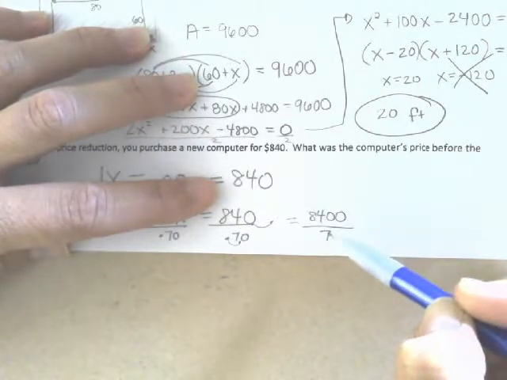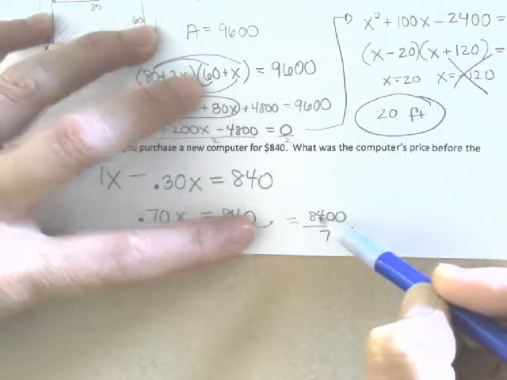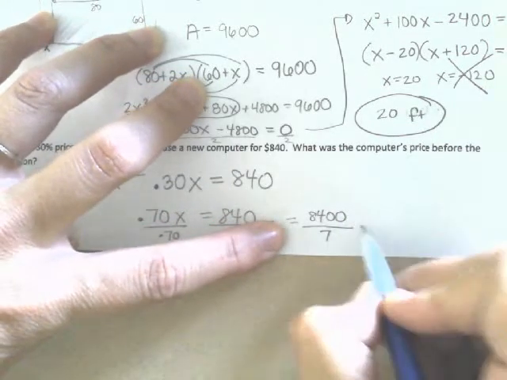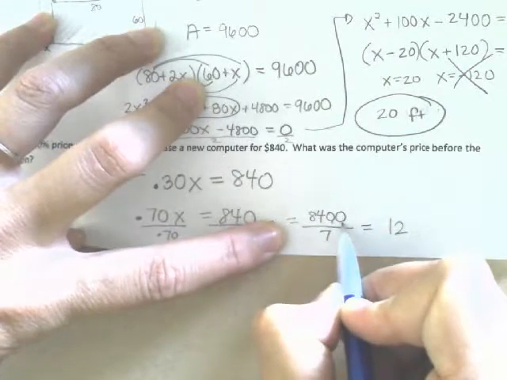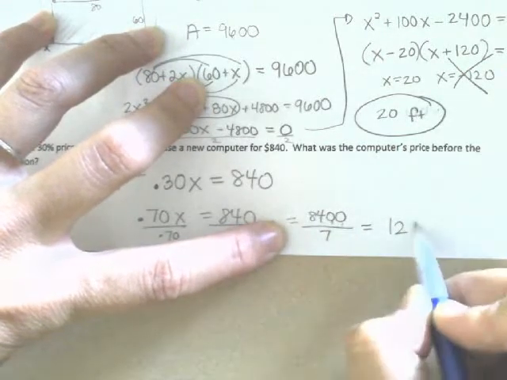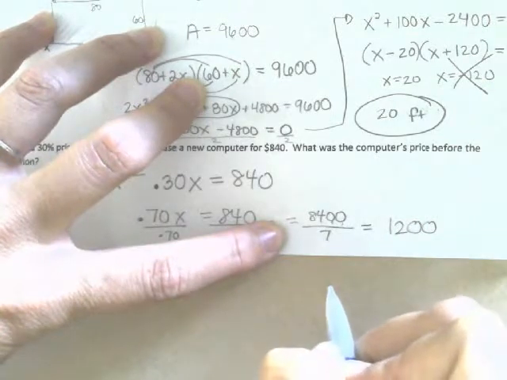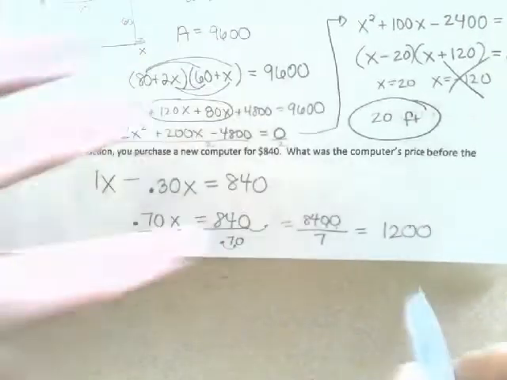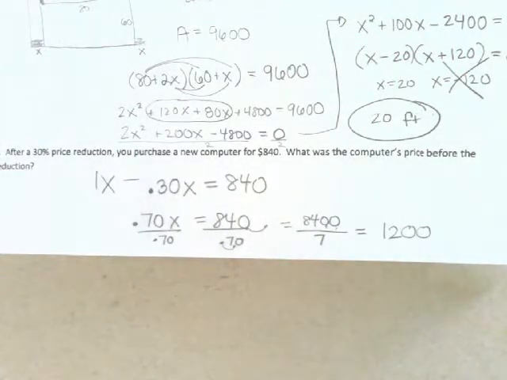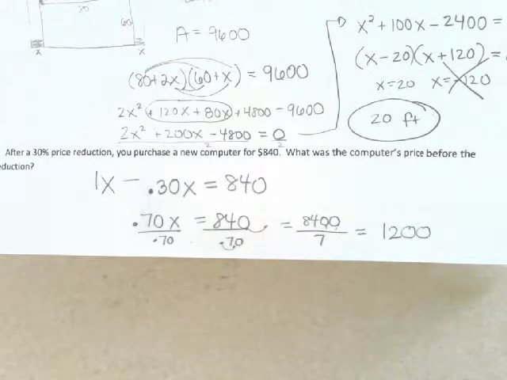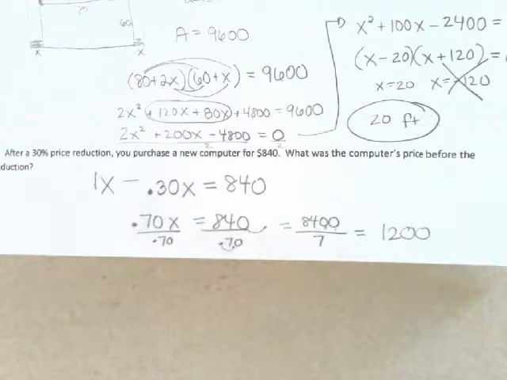And then how many times does 7 go into 84? 12. But you have to tag on your 2 zeros. Does that make sense? So, not only does the process make sense, but think logically, does the answer make sense? Does it make sense that the computer's original price would be $1,200, and you got it on sale 30% off for $840? Yeah, that's a good ballpark, right?